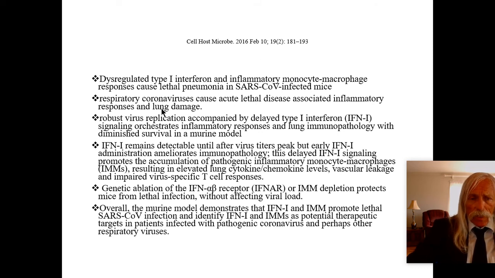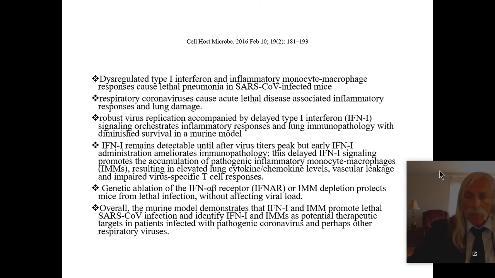So this journal paper says dysregulated type 1 interferon and inflammatory monocyte macrophage responses, the IMMs, cause lethal pneumonia in the SARS-infected mice. This is a mouse study, okay? Murine study. Respiratory coronaviruses cause acute lethal disease associated with inflammatory response and lung damage, okay? Robust viral replication accompanied by a delayed pro-inflammatory cytokine type 1 interferon signaling orchestrates inflammatory responses and lung immunopathology with diminished survival in that mouse model. Okay, so that was well known.